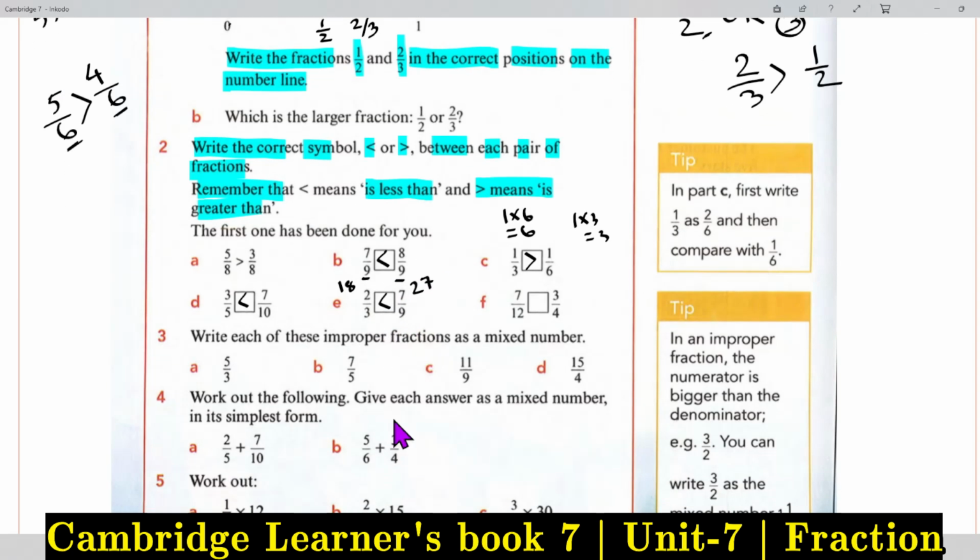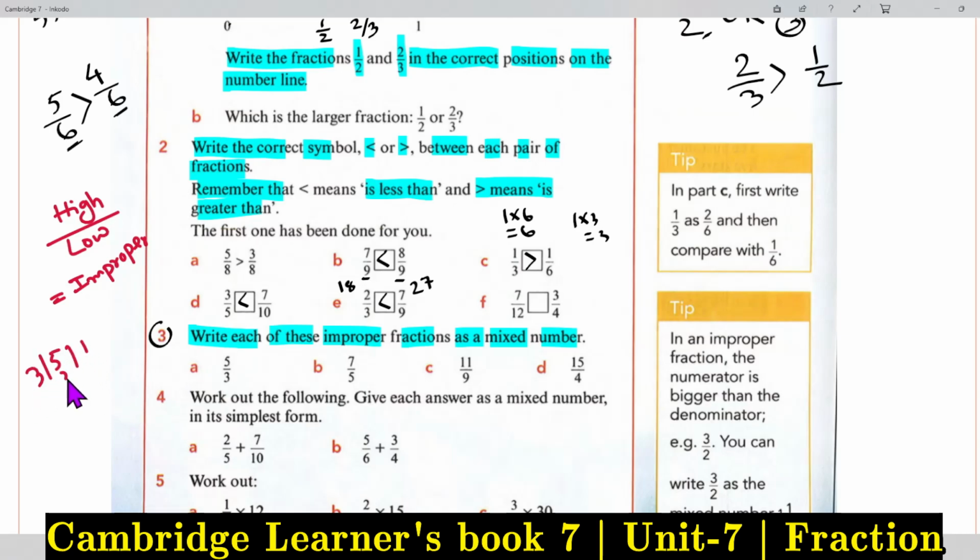Okay, now number 3. Write each of these improper fractions as a mixed number. So 5 by 3, we know once the numerator is high and the denominator is low, that time it will be an improper fraction. So 5 by 3 we can write 5 divided by 3, it means 1 and remainder 2. So this one we can write 1 and 2 by 3.